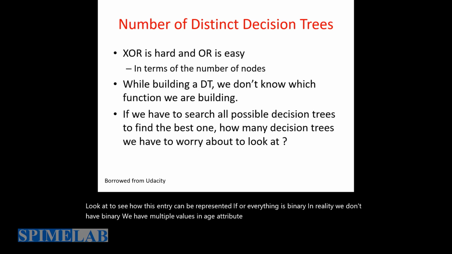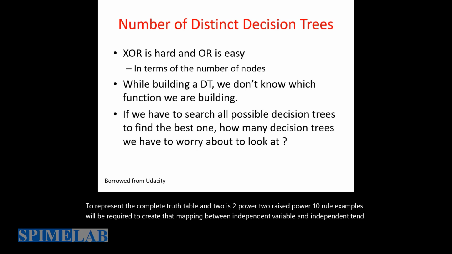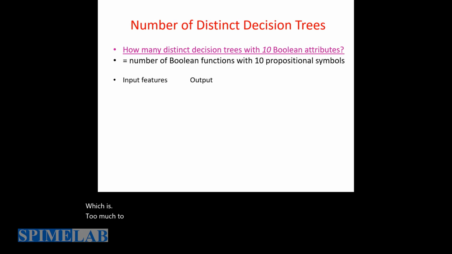But to keep things the simplest way, let's assume attributes are binary, the dependent variable is binary, and we want to learn, let's say, for 10 attributes, there will be 2 raised to power 10 rows required to represent the complete truth table, and 2 raised to power 2 raised to power 10 row examples will be required to create that mapping between the dependent variable and 10 independent variables, which is too much to ask. We never have that luxury.